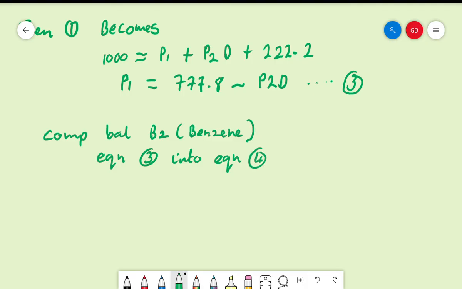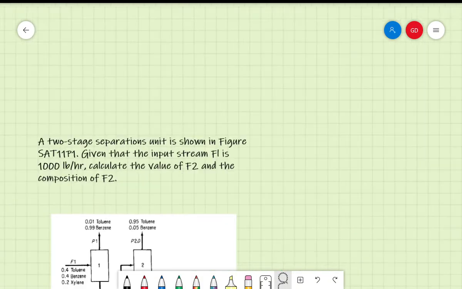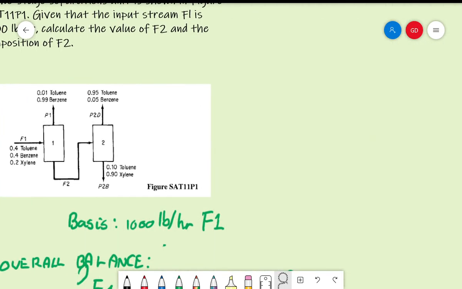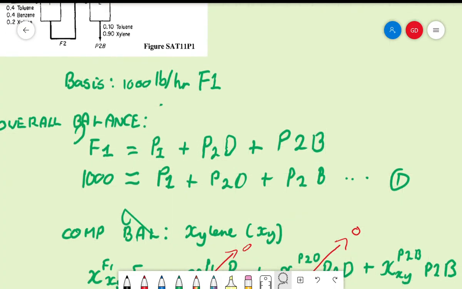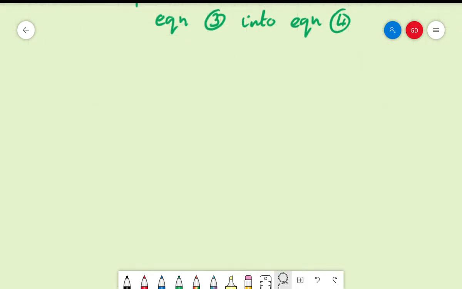Okay, so the benzene balance, let's just illustrate quickly before we proceed. So now let's go back to our diagram. There is benzene there. Okay, so now the benzene balance. So you've got benzene here in the F1 stream, you've got benzene here in the P1 stream, you've got benzene in P2D, and then you do not have benzene in P2B. Remember, we still follow the same thing. Check the least appearing component. So benzene is the second least appearing component, as witnessed from the diagram.